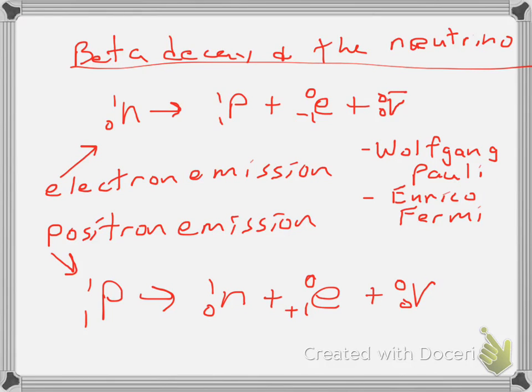Okay, so part 2 of 6.6, part 2. And this is going to be about beta decay and the neutrino, and a small little bit on electron capture, which we're just going to briefly mention here at the end. So let's first focus on the beta decay.